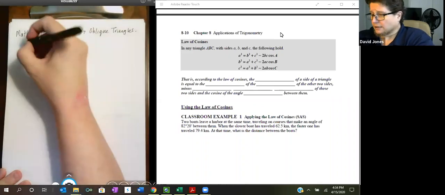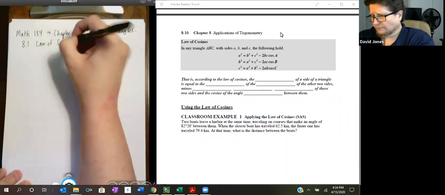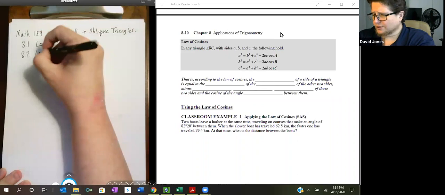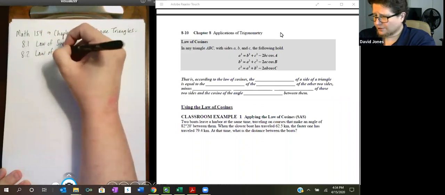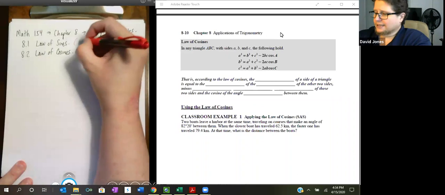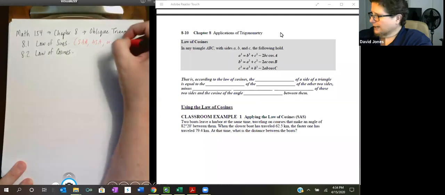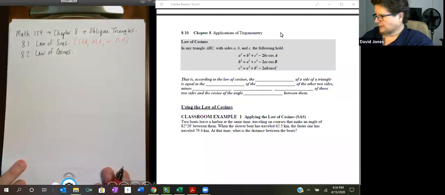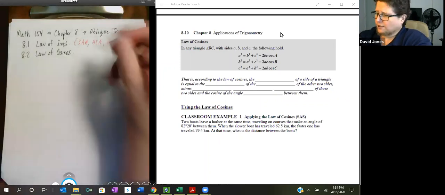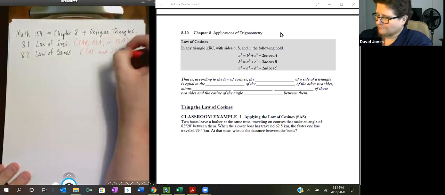In 8.1, we looked at Law of Sines. 8.2, we're looking at Law of Cosines. This will allow us to do our other cases. Recall Law of Sines helped us with the side angle angle, angle side angle, or side side angle. And Law of Cosines, we're going to be using this one for side angle side and side side side.